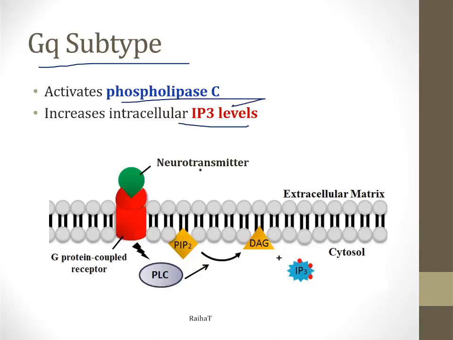The GQ subtype is the only subtype that activates phospholipase C, and therefore it raises intracellular levels of IP3. This is shown in the cartoon on the screen here. We've got a neurotransmitter binding to a GQ subtype G protein coupled receptor. That will activate phospholipase C, which will convert PIP2 into IP3. In addition to IP3, it also makes another molecule called diacylglycerate, or DAG. The level of IP3 will then go up within the cell, and that's the second messenger which generates the effects of the G protein coupled receptor.